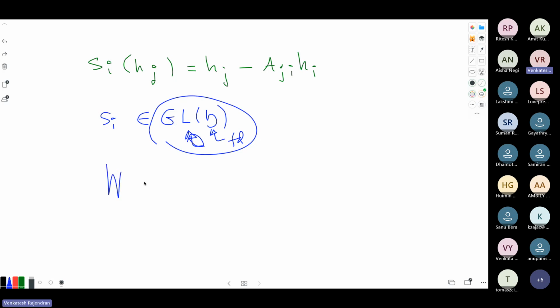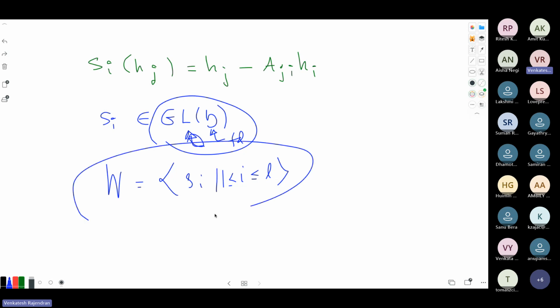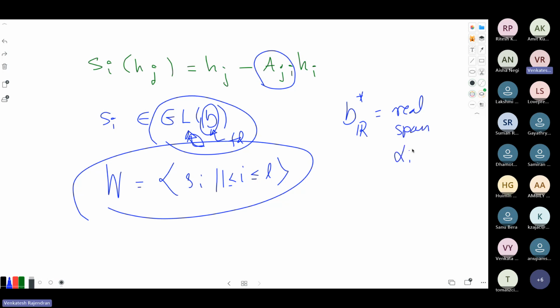That actually gives you the definition of the Weyl group, but still there is no guarantee that this Weyl group is finite. But these numbers are coming from the Cartan matrix. So they define an inner product on this H as before, and that makes the real span of the alpha_i's a Euclidean space.